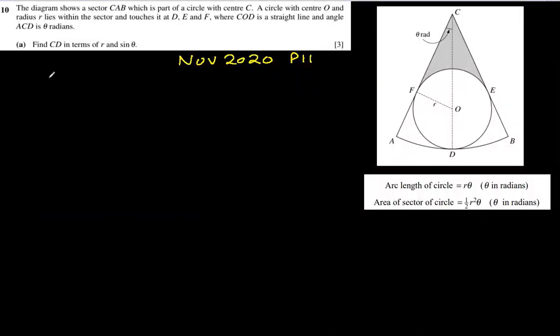Well, in this question, they have given this sector, a circle inside this sector, and then they have shaded the upper part of the sector. And this radius is r, and this angle is theta. Find CD in terms of r and sine theta. That is the first part of the question. CD is this line from here, C to D.